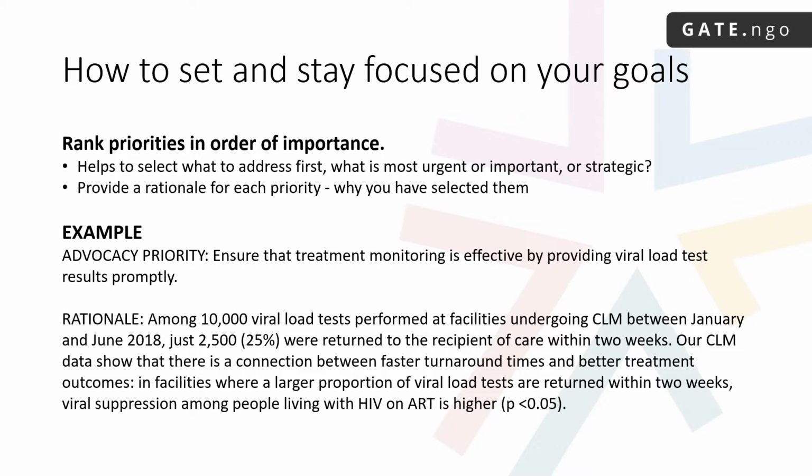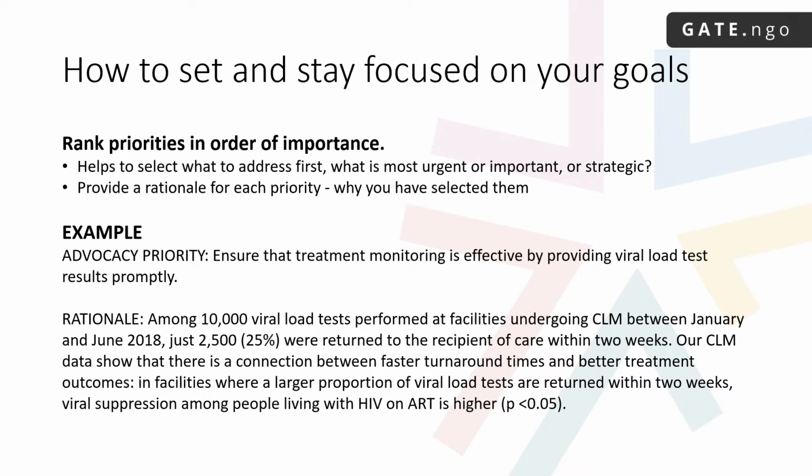It's important to provide a rationale for each priority to say why you have selected them and help you understand why it's important. I've given an example here, where the advocacy priority is to ensure that treatment monitoring is effective by providing viral load test results promptly.